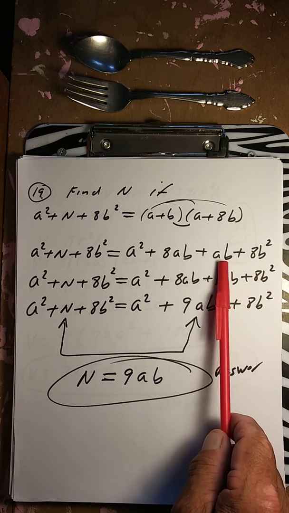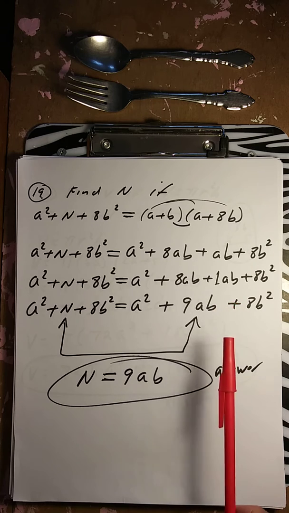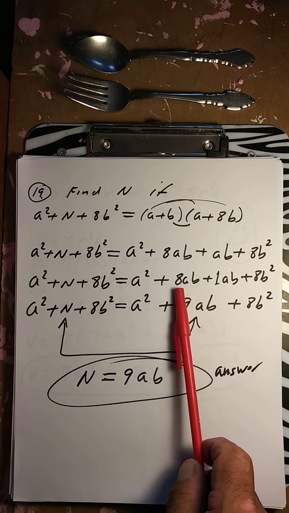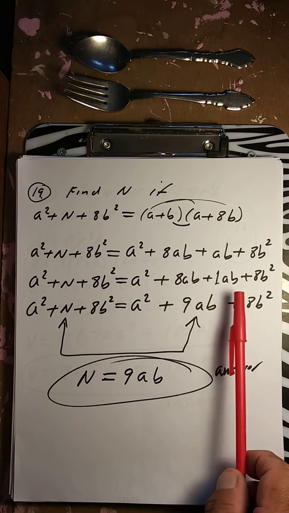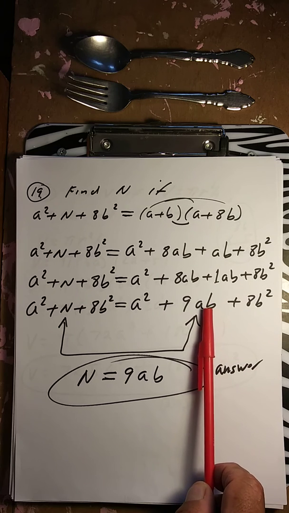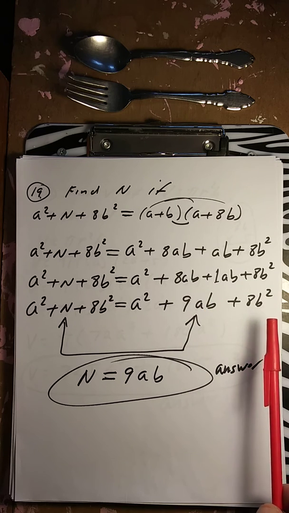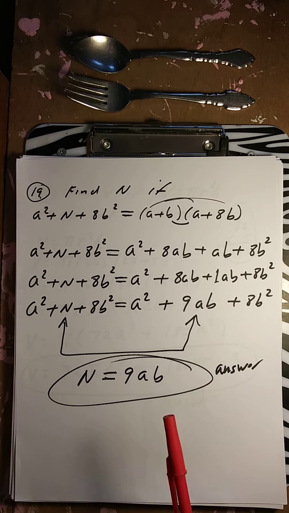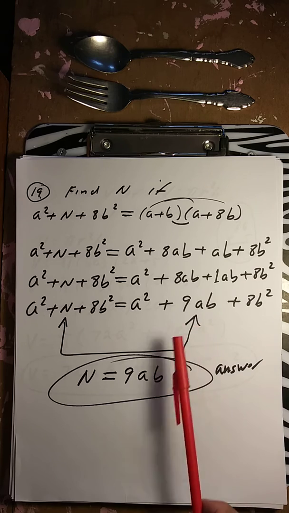Rewrite this, put a 1 in front of it to make it easier to work with. A squared plus 8ab plus 1ab plus 8b squared. This one we can put together as a squared plus 9ab plus 8b squared. So now we have that n has to be 9ab.